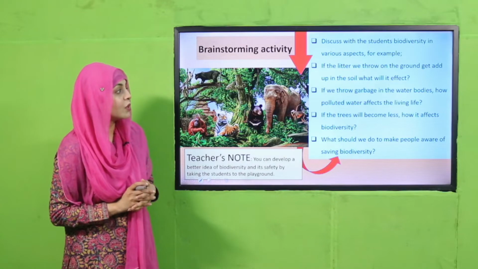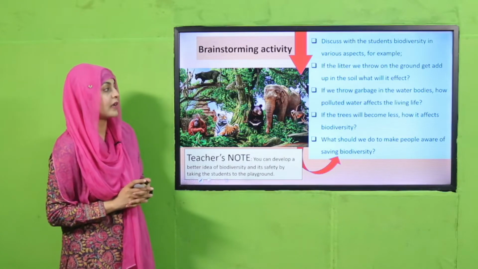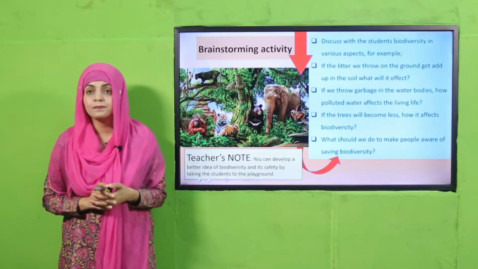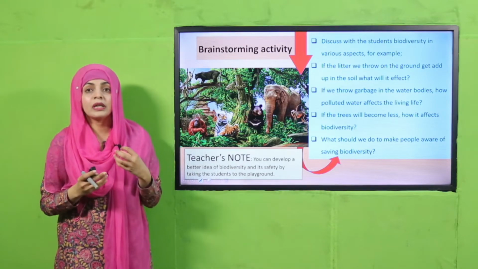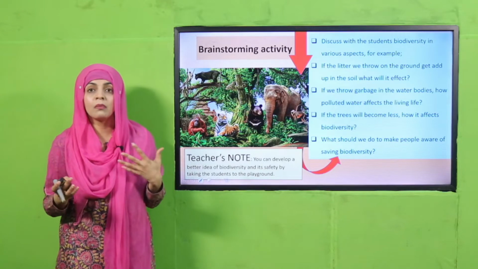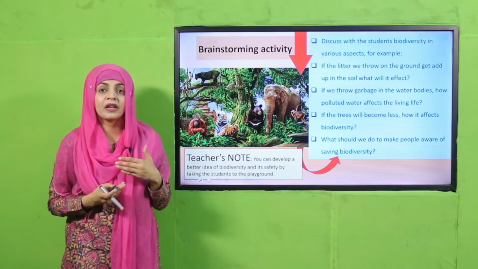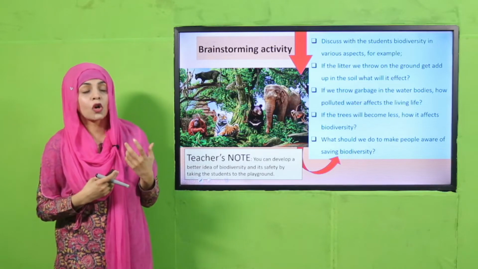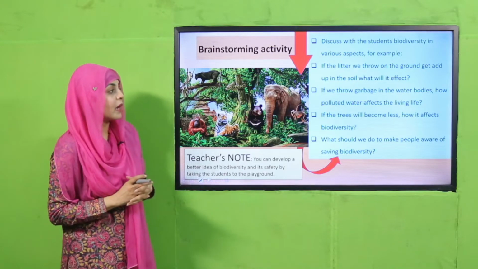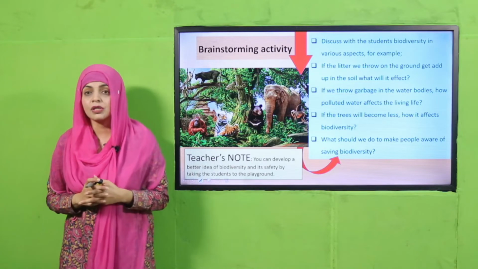If we throw garbage in the water bodies, how does polluted water affect the living life? So if any animal eats it, the lives that are living underwater will be affected. The water will be polluted. It will be toxic.